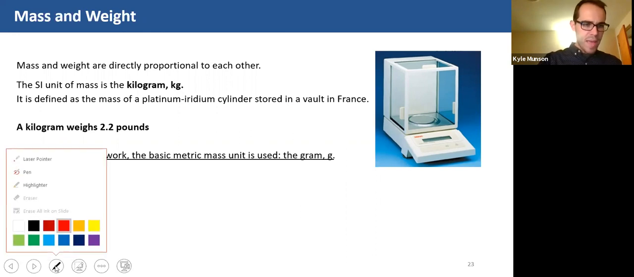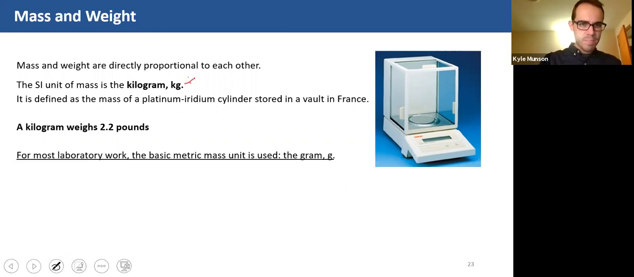And the SI unit for mass is the kilogram, which is defined as the mass of a platinum-iridium cylinder stored in a vault in France. So if you wanted a fun fact to know, there you go. And a kilogram weighs 2.2 pounds, just to put it in perspective. But for most laboratory work, that's a lot of chemicals to work with. We work in much smaller quantities. So the basic metric unit usually used is a gram, okay?